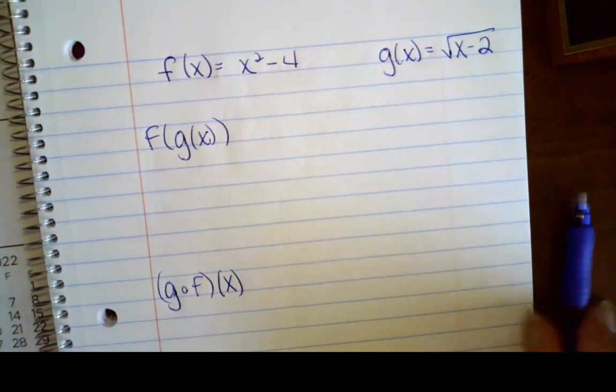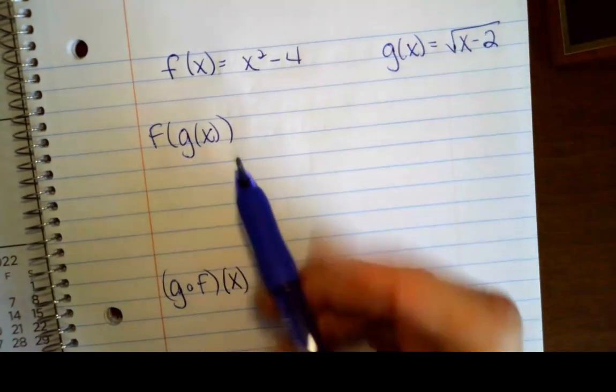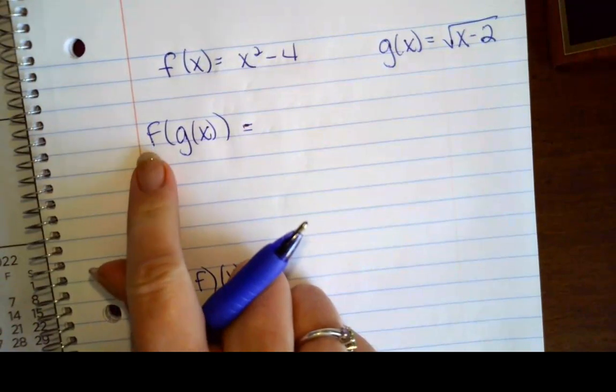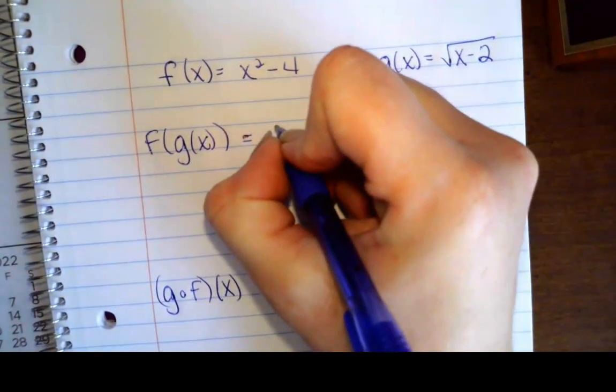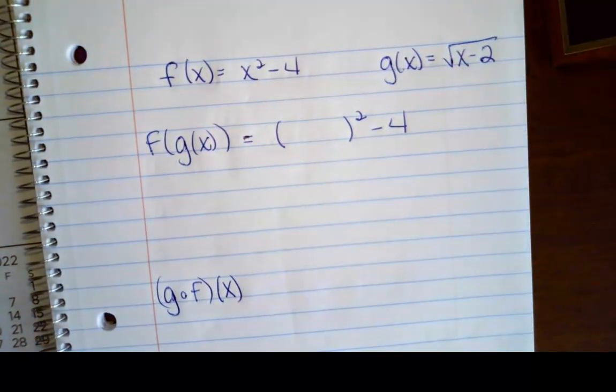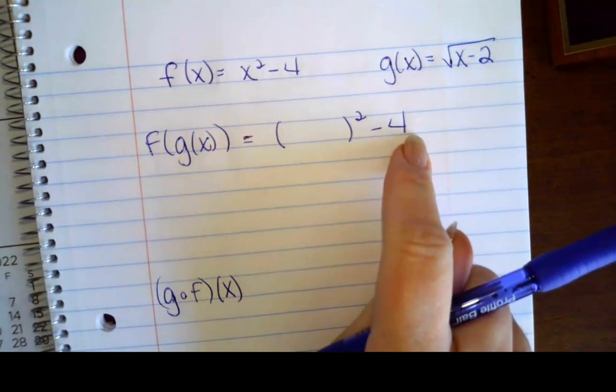Well, now we're going to do what's called a composition of functions. So we're going to nest one function inside of the other. Looking at this one, I notice f first, so it's in charge. So I'm going to write f, but instead of writing x's, I'm going to write parentheses. So this would have been an x squared minus 4.